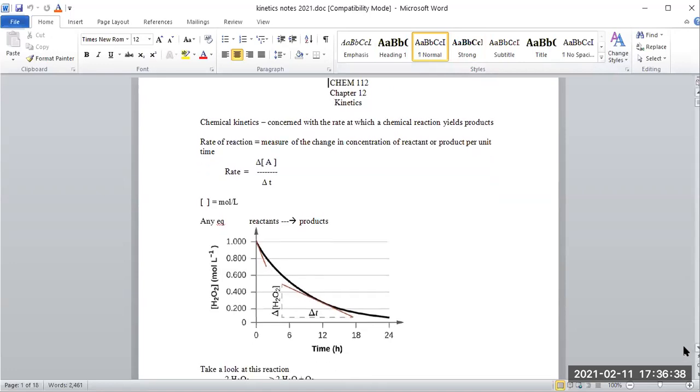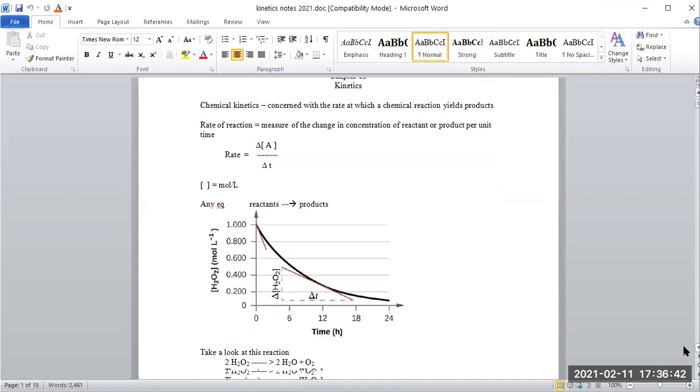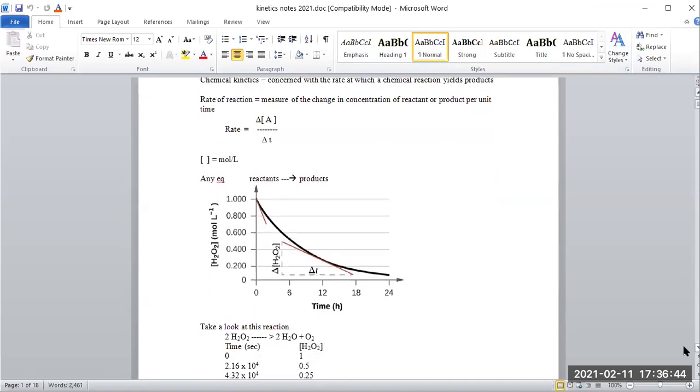Now, time can be measured a whole bunch of different ways. If we look at my first example graph here, this one's got time being measured in hours, H for hours. I don't know why they didn't use HR for hours, but for some reason it's just H. We're looking at hydrogen peroxide decomposition, because hydrogen peroxide falls apart.